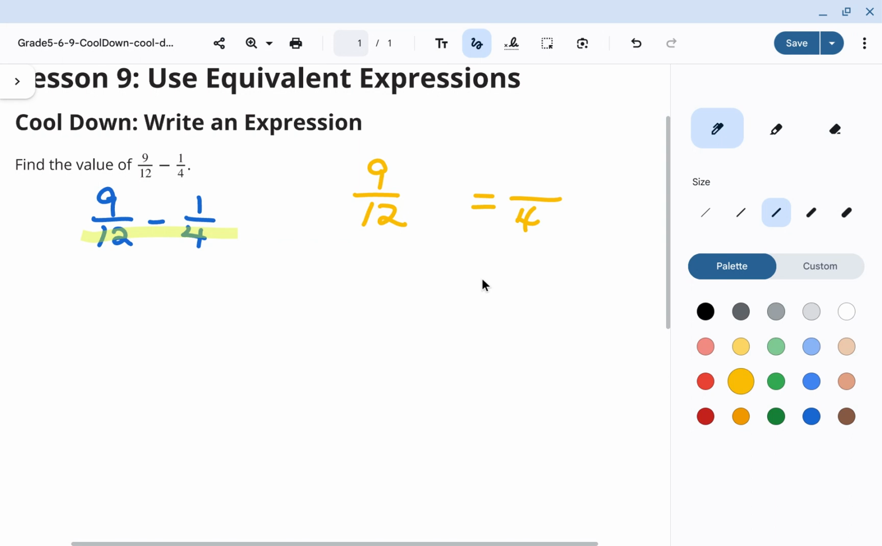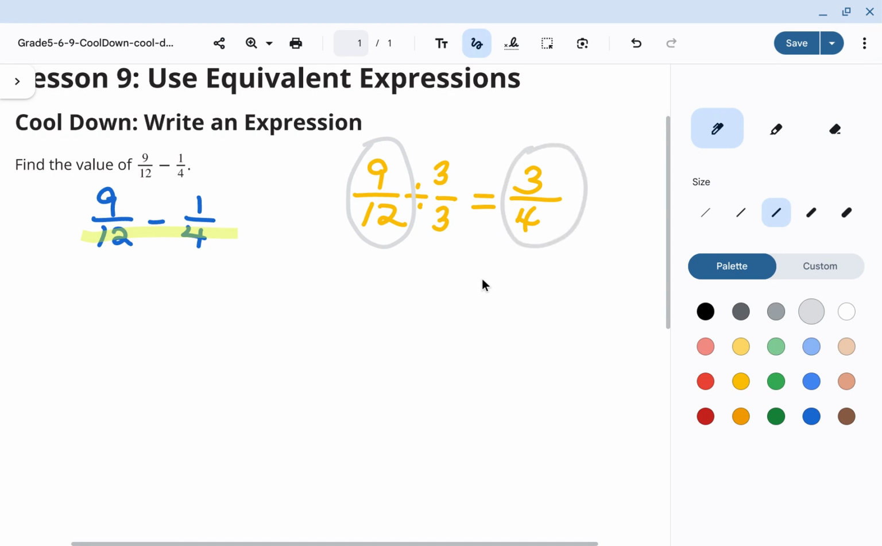Well, let's ask ourselves: 12 divided by what is going to give me a denominator of 4? That is going to be 12 divided by 3, right? 12 divided by 3 gives me 4. And notice my numerator can also be divided by 3. So 9 divided by 3 gives me a 3. So I know in this moment that 9/12 is also equal to 3/4.